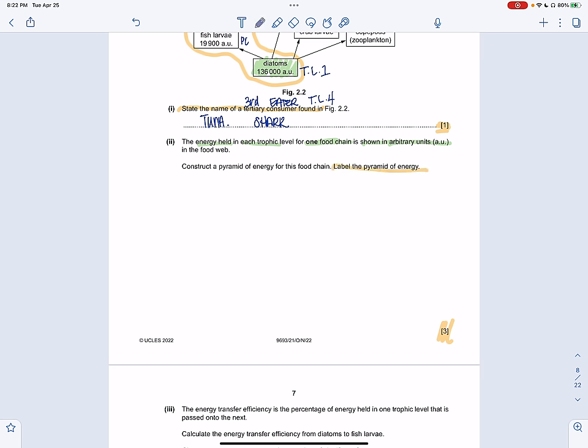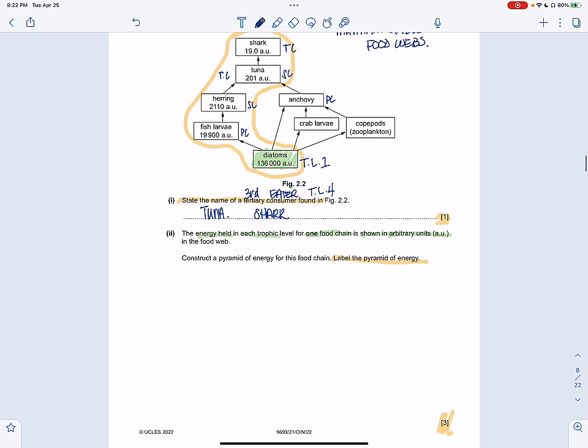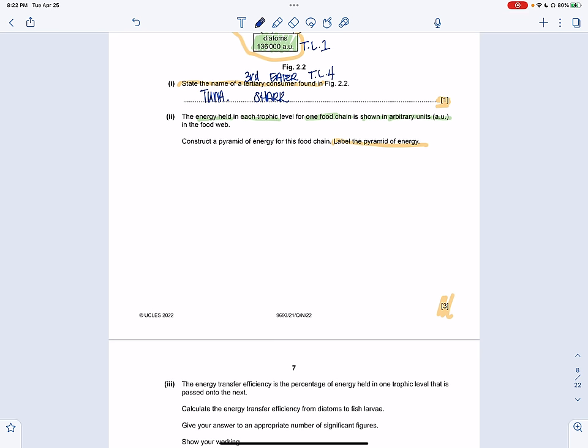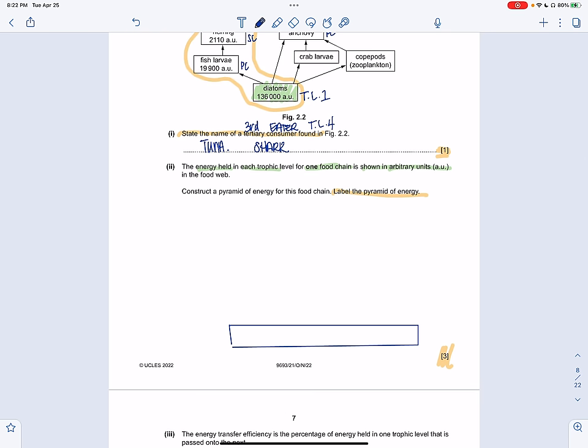Label them. Pyramids of energy. You're going to follow the numbers that you see. So 136,000, 19,900, 2110, 201, and 19. So we start at the bottom. Even without the numbers, we should know that pyramids of energy are always going to have the biggest bar at the bottom. This might be different if it was a pyramid of numbers.